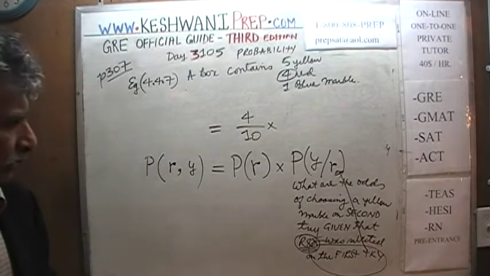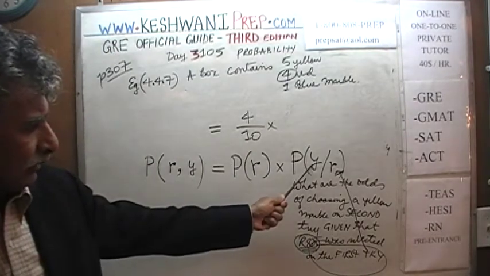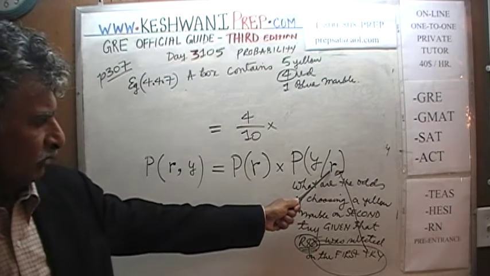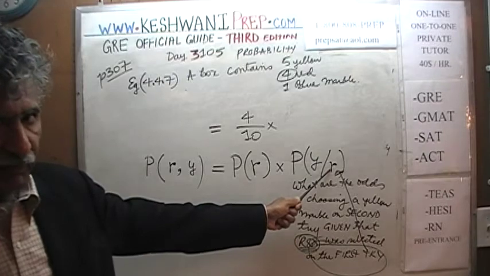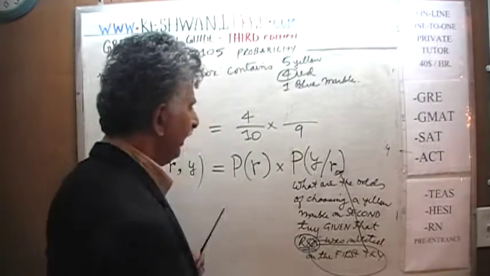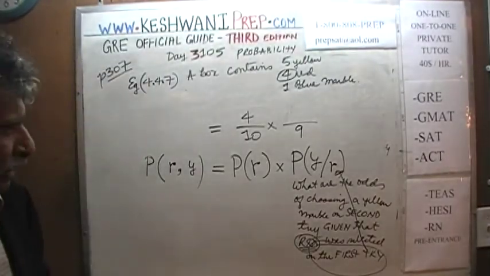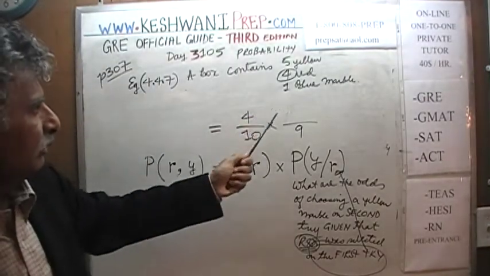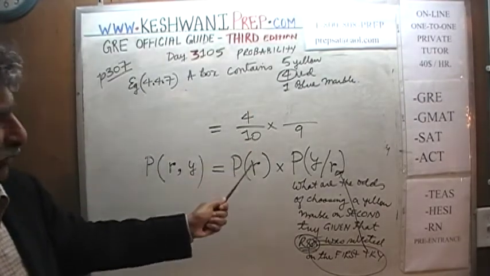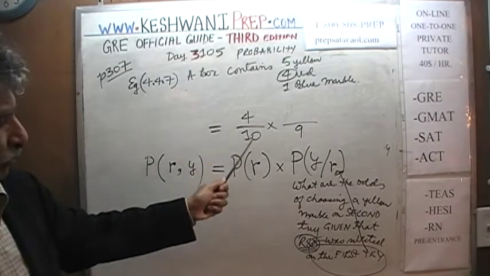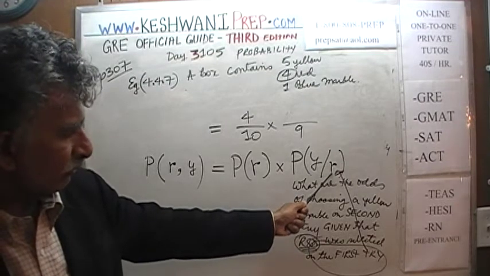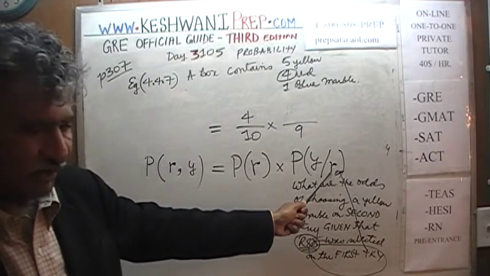Here's where you have to pay attention. The odds of choosing the yellow one, given the fact that the red one was chosen on the first try: if the red one was chosen on the first try and we didn't replace it, we didn't put it back, we have only 9 marbles left. The first one we picked was a red one. That's what this indicates. That's the condition. What are the odds of picking a yellow one, given the fact that the red one was chosen on the first try?